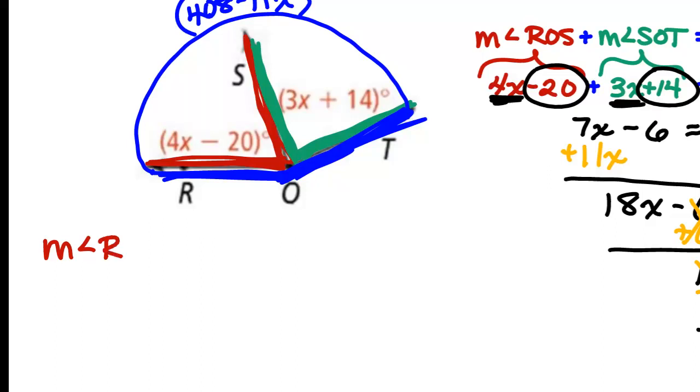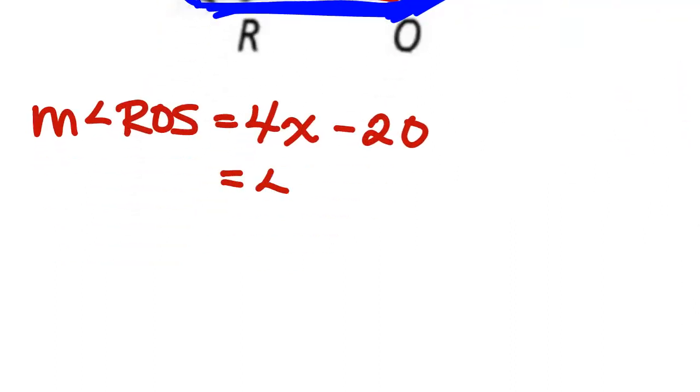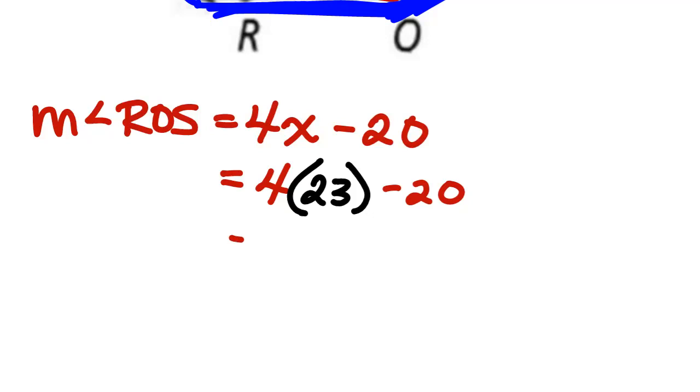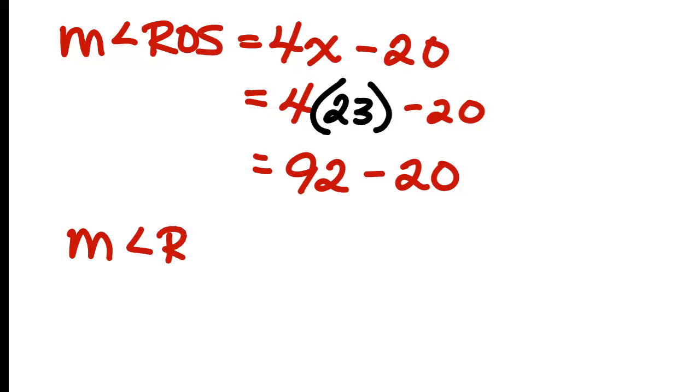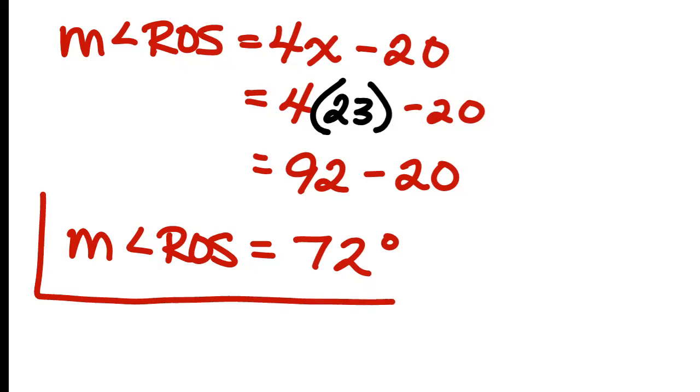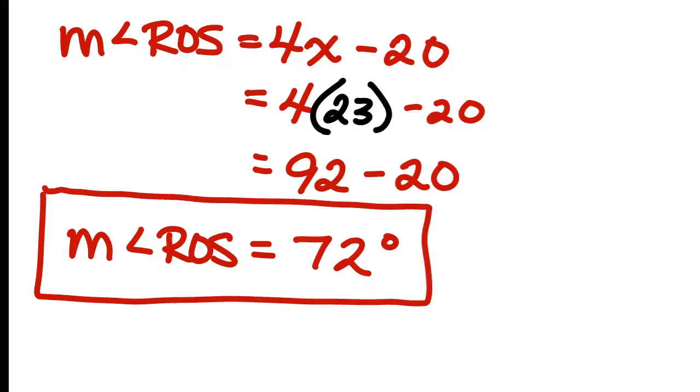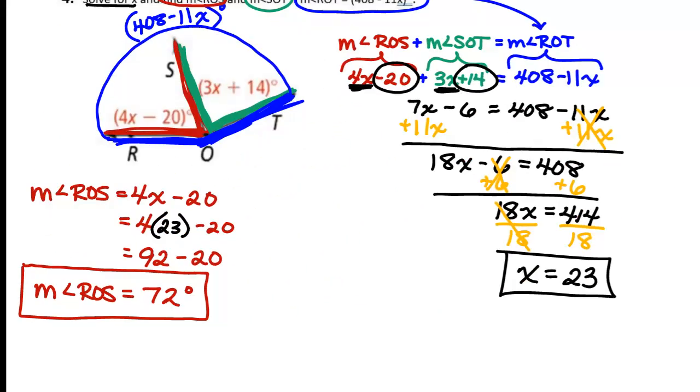Measurement of angle ROS was equal to 4x minus 20, and we just found out that x is how big? 23. So I'm going to replace the x with 23. What is 4 times 23? 92. And 92 minus 20? 72. So the measurement of angle ROS is 72. This one gets degrees because we just found the measurement of an angle. X is not an angle, but ROS is.